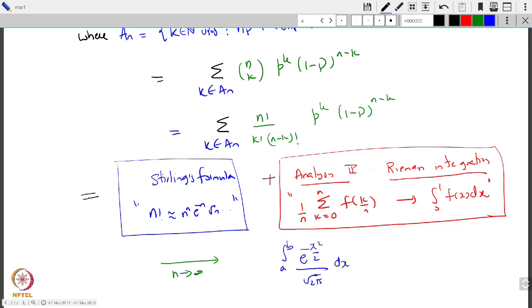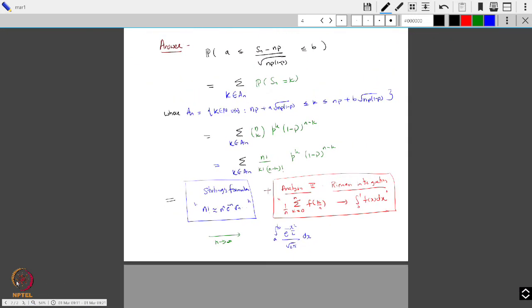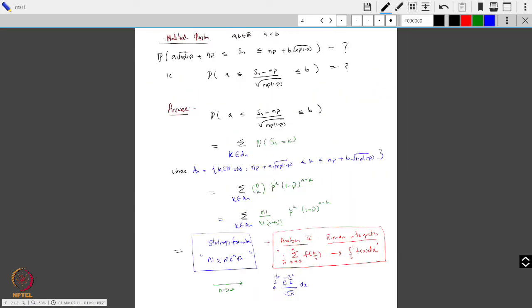So what you get is that the probability that Sn is in the interval converges to the integral from a to b of e to the minus x squared by 2. Can someone just confirm that you can hear me? Thanks.